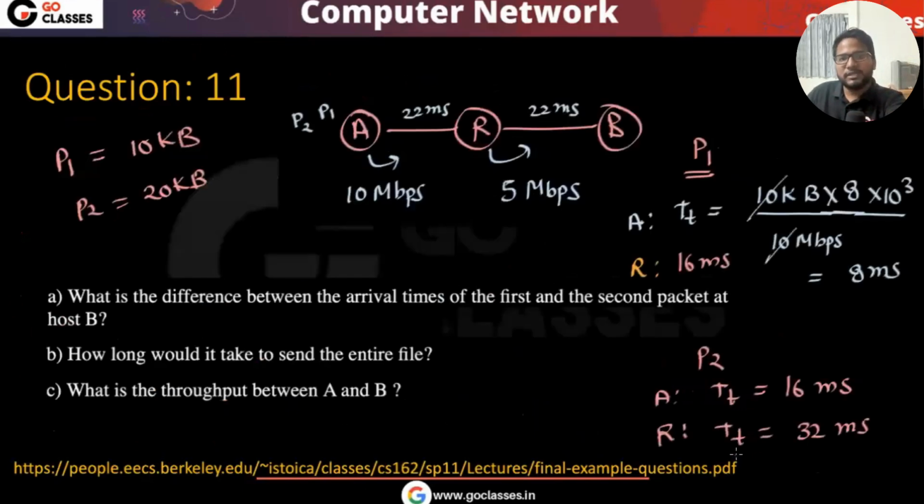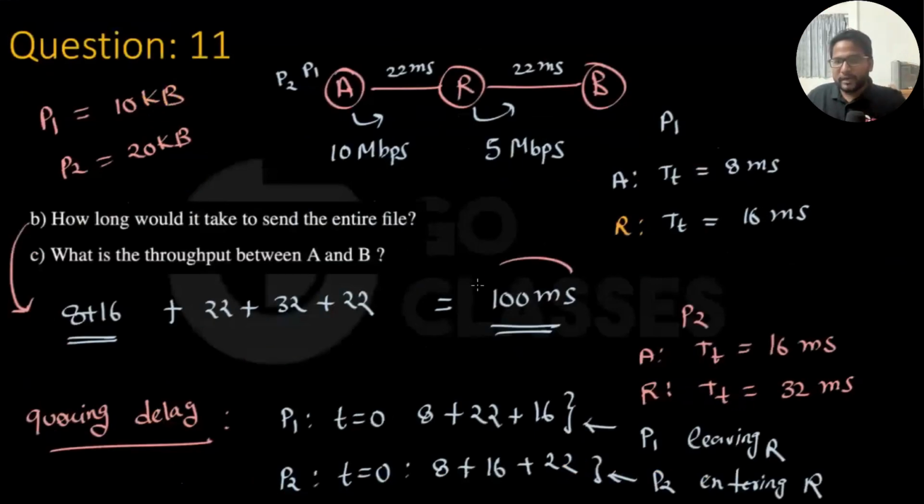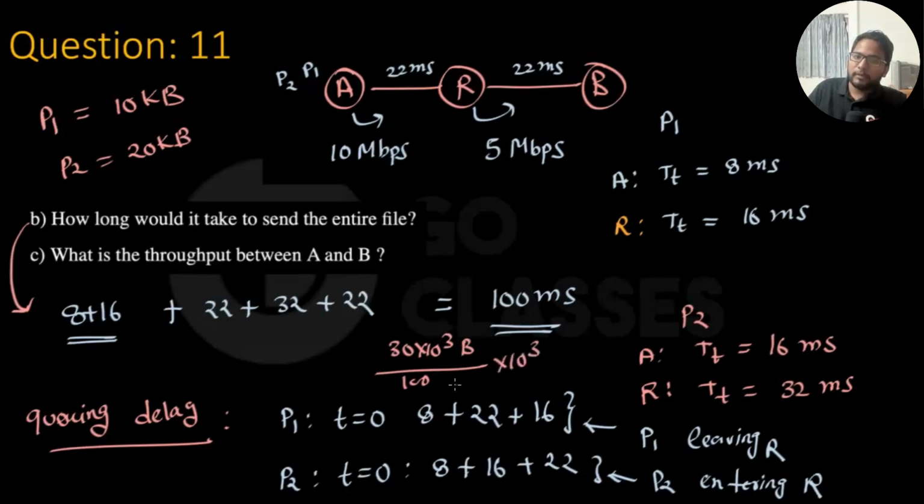Okay. So in this case, can you tell me what is the throughput? If you're taking 100 milliseconds, for how long a file? What is the size of the file you're sending? 30. So which means this 30 into 10 to the power 3, these many bytes you are sending in 100 milliseconds, right? So which means in 1 second, you can multiply by 10 to the power 3. You will be sending this much file.